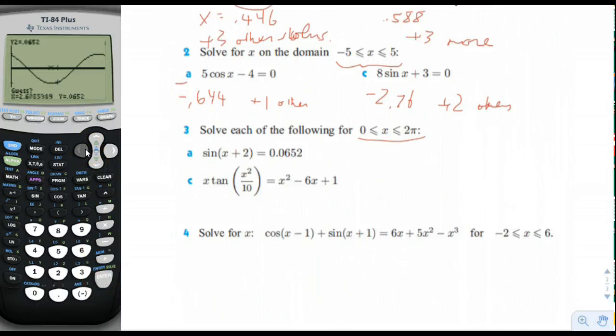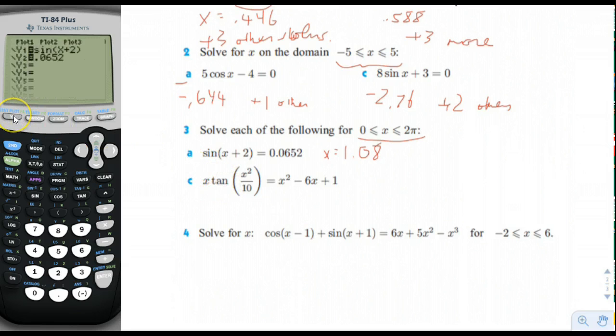Guess. And so now we're going to move this close to the intersection. That's close enough. Enter. 1.08. X is 1.08. Okay? And then the y is 0.0652, of course. Okay? Now we're going to do letter C.